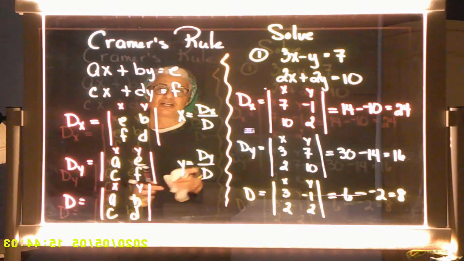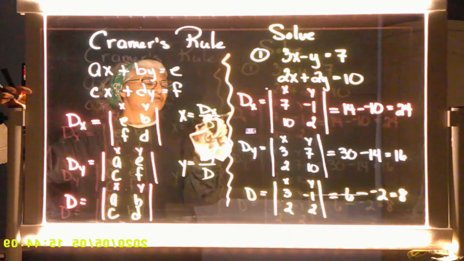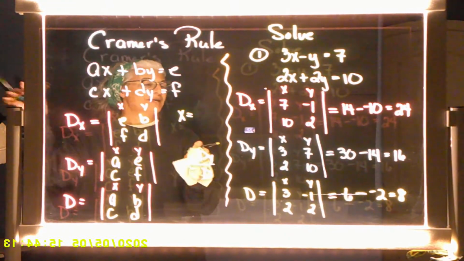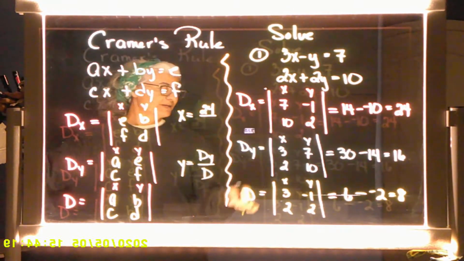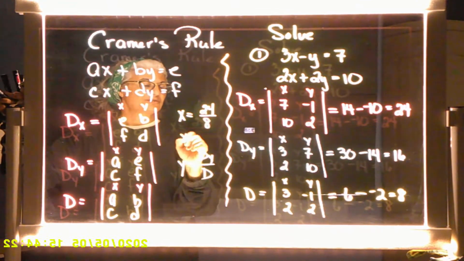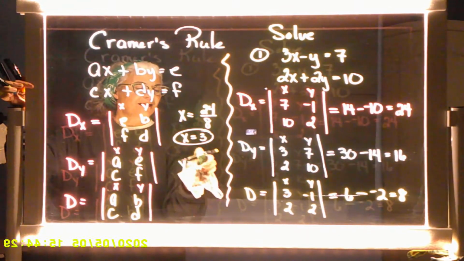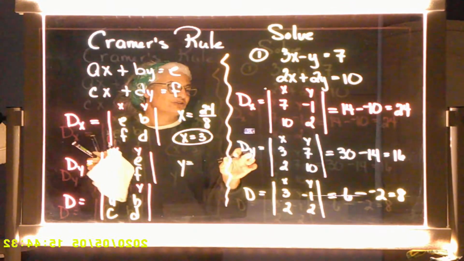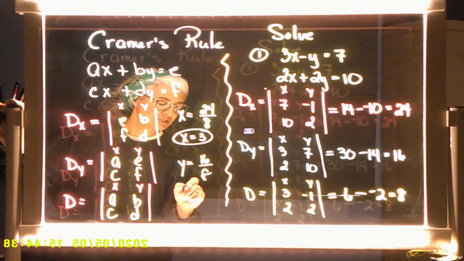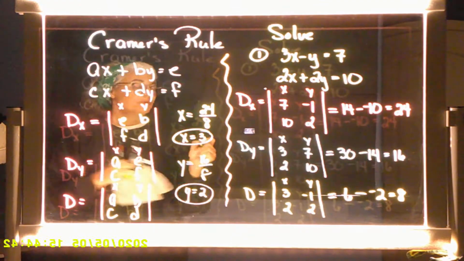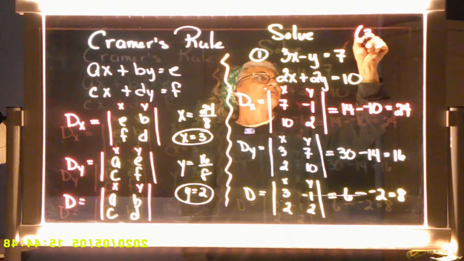Good? Okay, so now, we're not quite done because Cramer says this is the way to actually find the value for x. So I need to take the determinant of x, which was 24, and divide it by the main determinant, which was 8. So in this case, we get x equals 3. And to find y, I have to take the determinant of y, which was 16, and divide it by the main determinant, which was 8, which means y equals 2. Which means in this particular case, we have the solution of 3, 2.